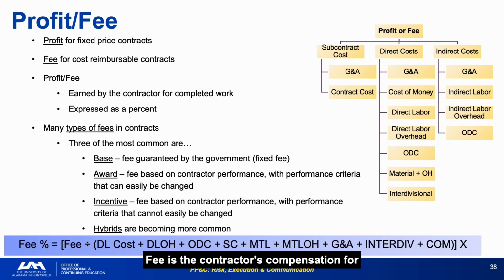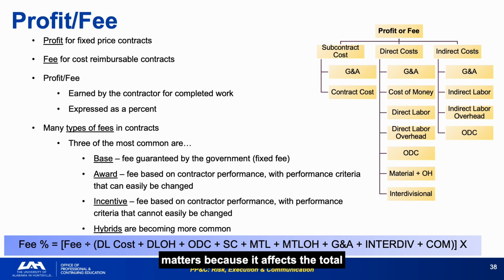Fee is the contractor's compensation for completed work, expressed as a percentage of all cost elements and taking three main forms: base fee, guaranteed; award fee, performance-based with flexible criteria; and incentive fee, performance-based with fixed criteria. NASA has been criticized repeatedly by the GAO for award fee generosity, consistently awarding 95 to 97% of the available fee to contractors regardless of schedule or cost performance.